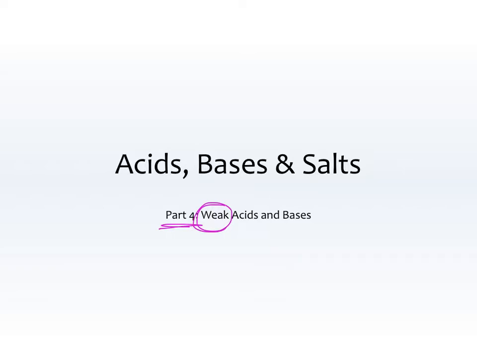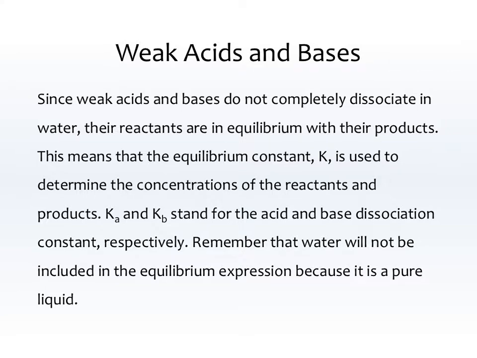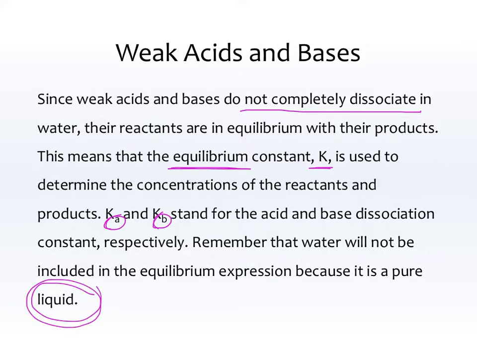Let's get started. Okay, so since weak acids and bases do not completely dissociate in water, their reactants are in equilibrium with their products. This means that the equilibrium constant, or K, is used to determine the concentrations of the reactants and products. We have Ka and Kb, which stand for the acid and base dissociation constants, respectively. Remember that water will not be included in the equilibrium expression because it is a pure liquid, and liquids are ignored. So we have Ka for acids, Kb for bases. Let's see how we can apply this.